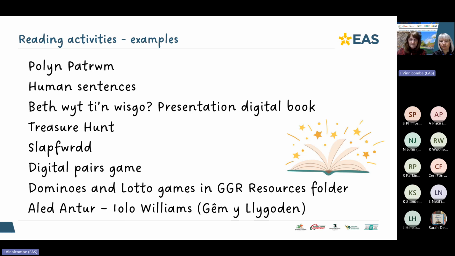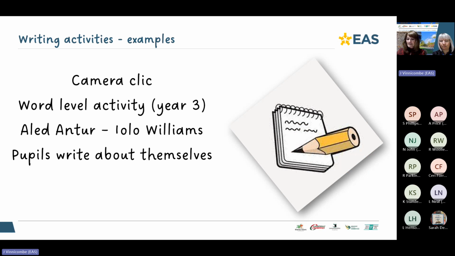And then finally, some writing activities, which again you'll find in the Planning and Resources folder in the Iolo Williams Transition unit. There's camera click examples, word level activity for Blwyddyn Tri, Aled Antir, Detective Darllen, reading detective for Iolo Williams, and where pupils can write about themselves some ideas.